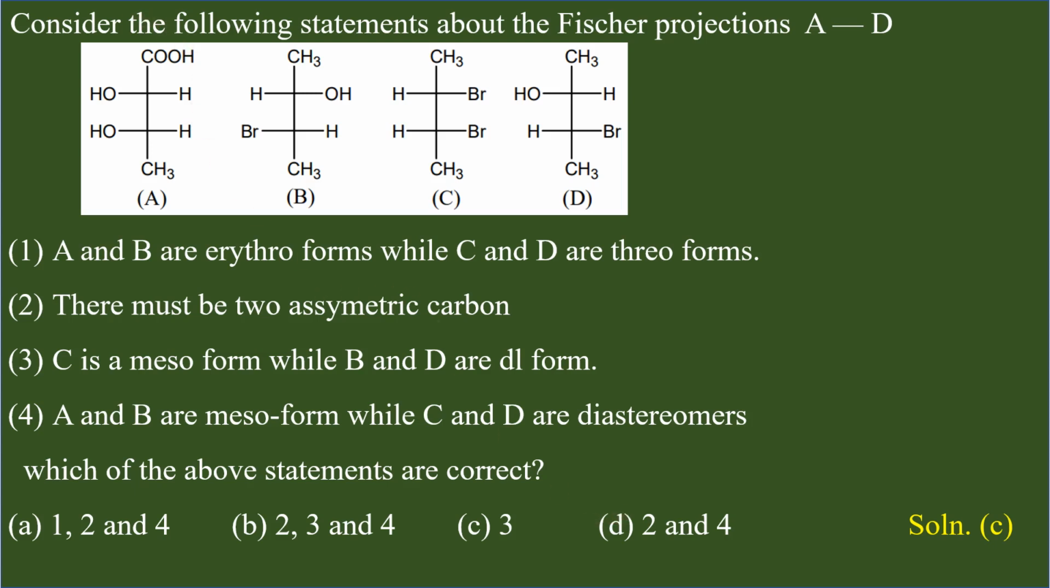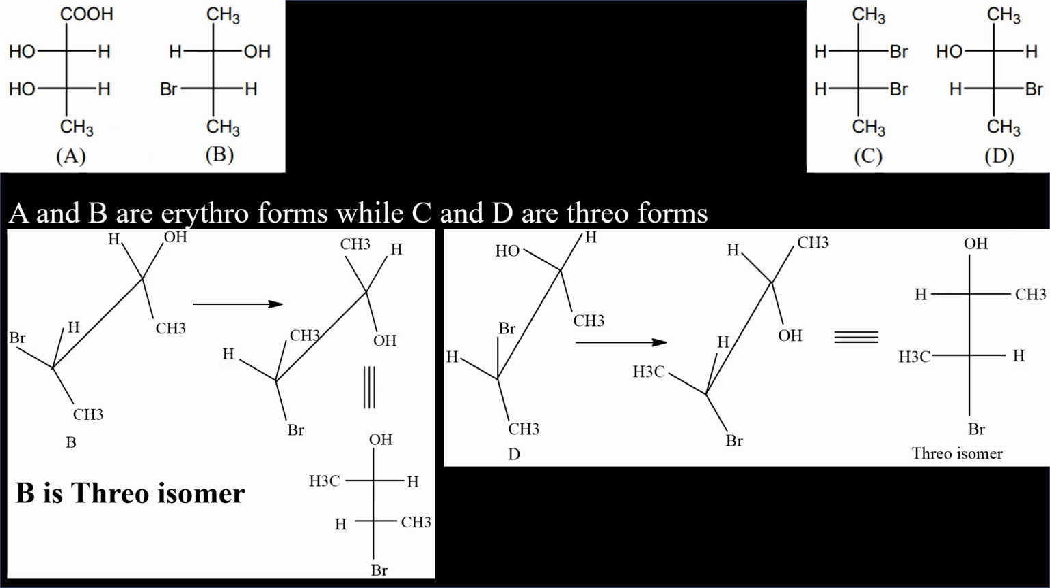Let us do it. I have taken the four molecules which were shown in the previous slide here, A, B, C, D. The first statement given there was A and B are erythro forms while C and D are threo forms. Here you can see the similar groups in A. In case of A, the similar groups are on the same side of the vertical line in the Fischer projection formula. Therefore, just by looking at this Fischer projection, we can say A is the erythro isomer.